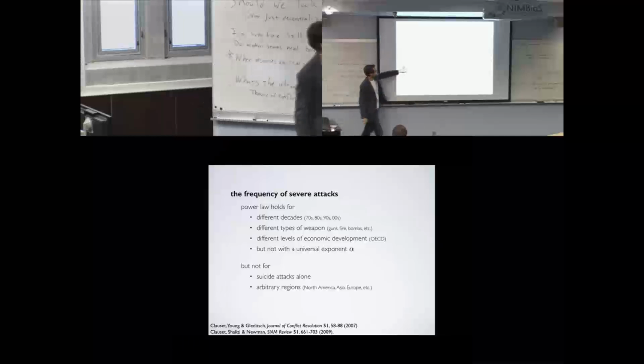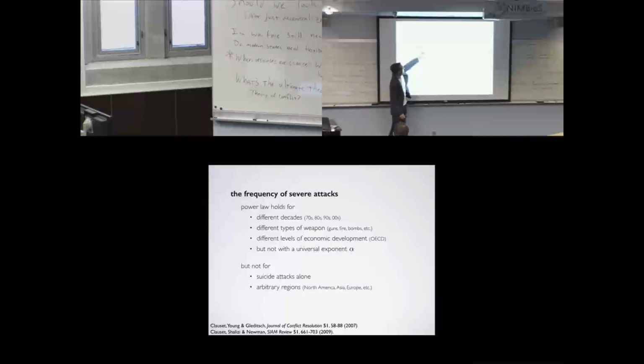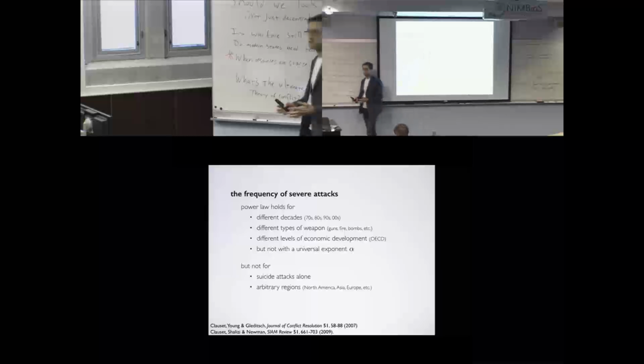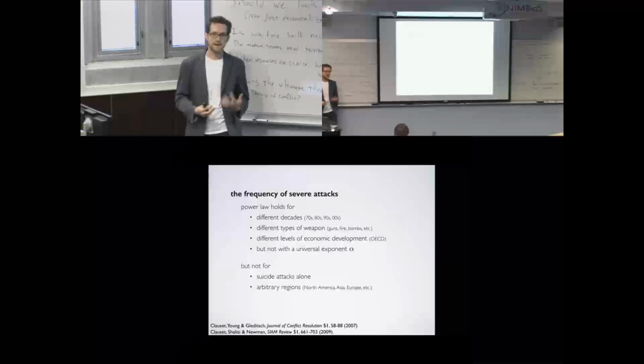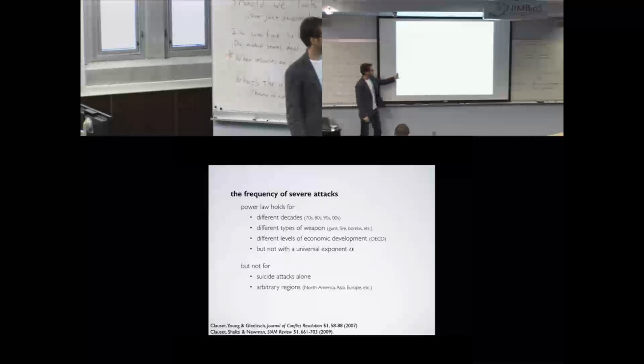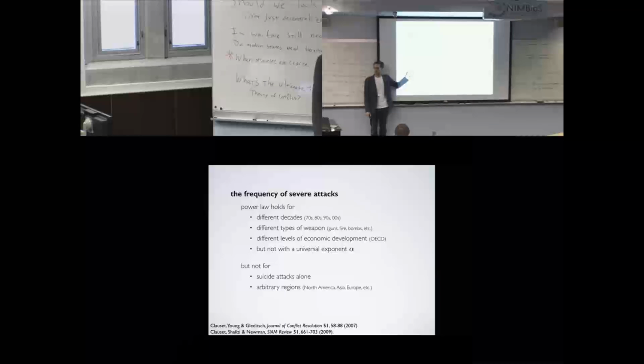And so there's not really a universal exponent that describes the severity of terrorist attacks once you start thinking about these covariates. There are a couple of covariates for which the power law disappears. And I think those are interesting because it tells us something about the mechanisms that's really driving this pattern appearing at the global scale. For instance, if we look at just suicide attacks alone, we don't see a power law distribution. There are essentially not enough large attacks in order to create that nice linear curve in the log-log axis.